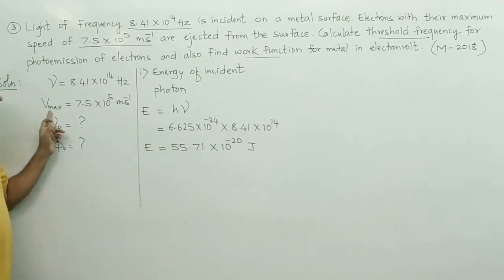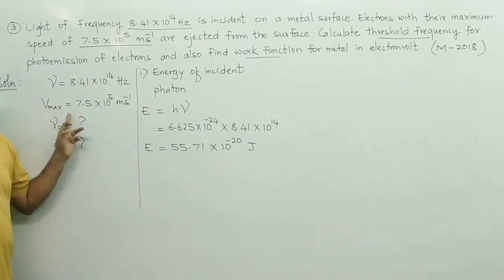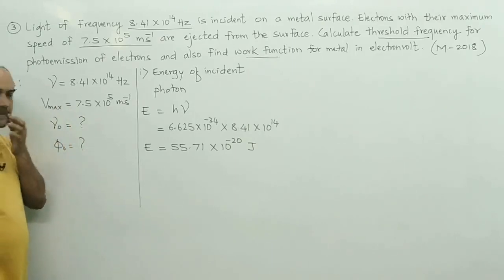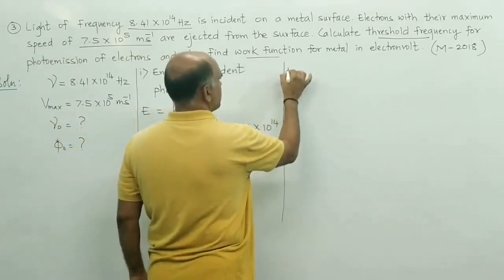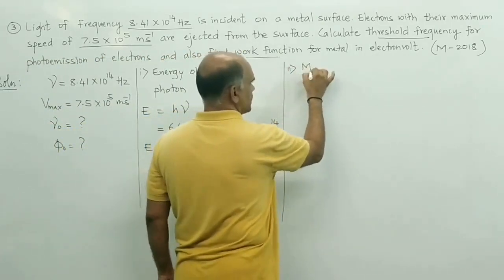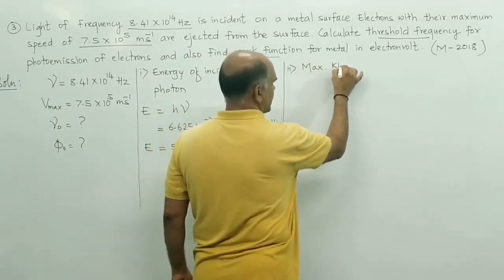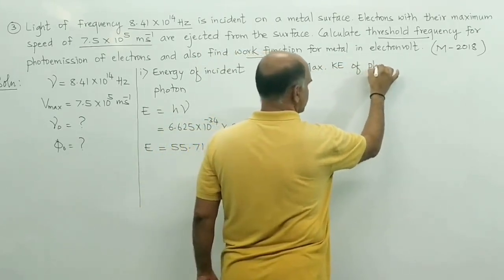Now, using Vmax, we will find K max, that is maximum kinetic energy. So, in second step, maximum kinetic energy of photoelectrons.